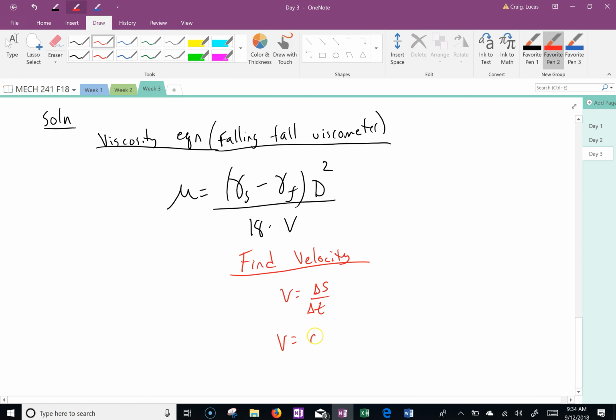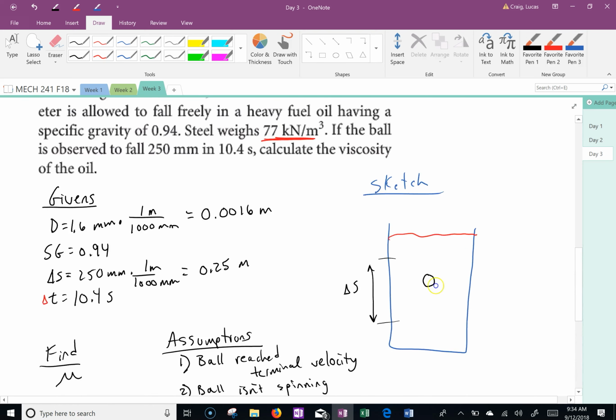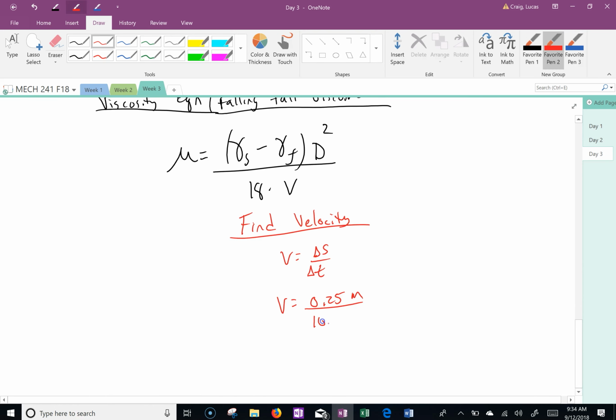So V equals 0.25 meters over, what was it, 10.4 seconds. So what do we get? I'll get my handy dandy calculator on my phone. 0.024. Okay. All right. So we have d squared, where we have d, we have v. Now we just got to figure out what those gammas are.